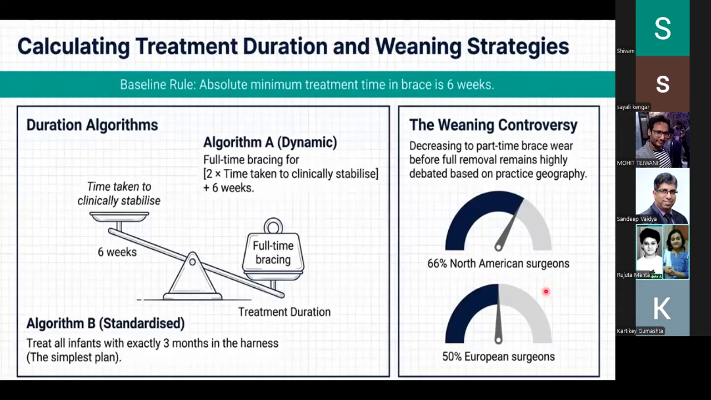So there are two algorithms. Algorithm A says twice the time taken to clinically stabilize the hip plus 6 weeks. And there is one more algorithm which says treat all infants with exactly 3 months in the harness. And people say there should be weaning. In some studies, North American and European surgeons wean the Pavlik harness after the completion of treatment.